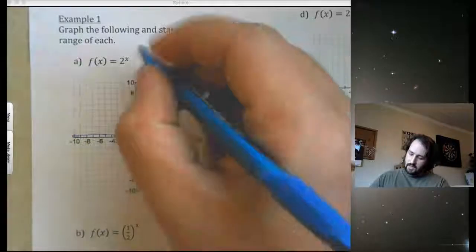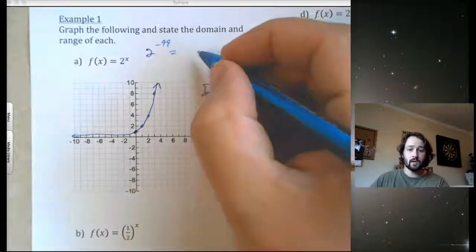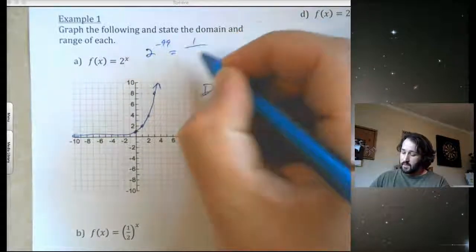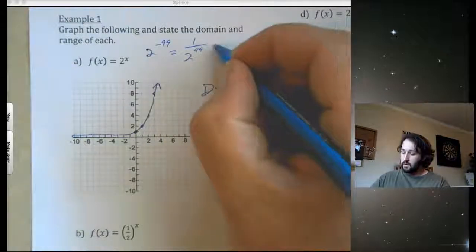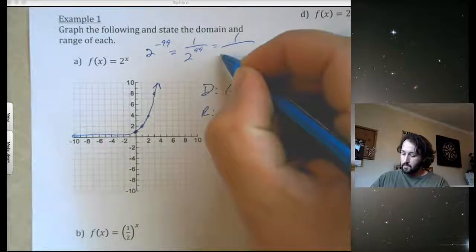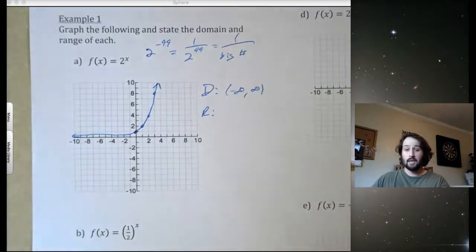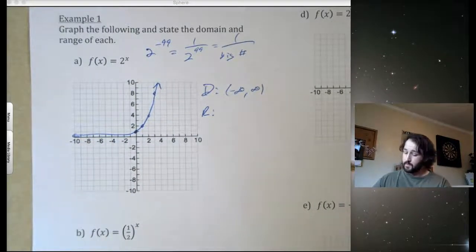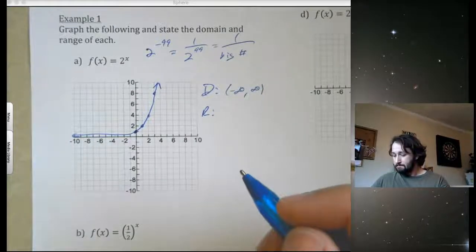The reason why is if I do 2 to the negative 99, remember those exponent rules we talked about in the last video? It would be the same thing as 1 over 2 to the 99, which is just 1 over a really big number. 1 over a big number is not 0. It'll never be 0. It's not possible. So that's why we have our horizontal asymptote at y equals 0. It's going to get really, really close, but it's never actually going to touch it.